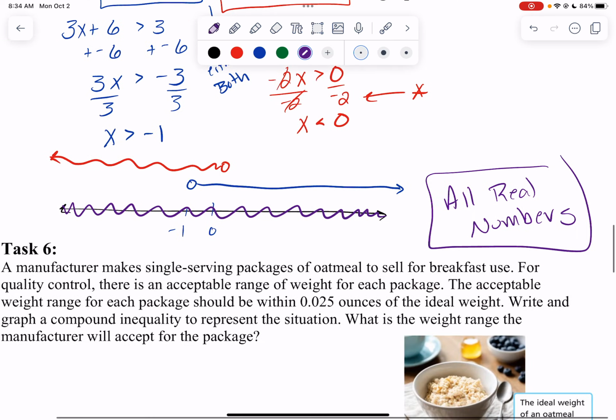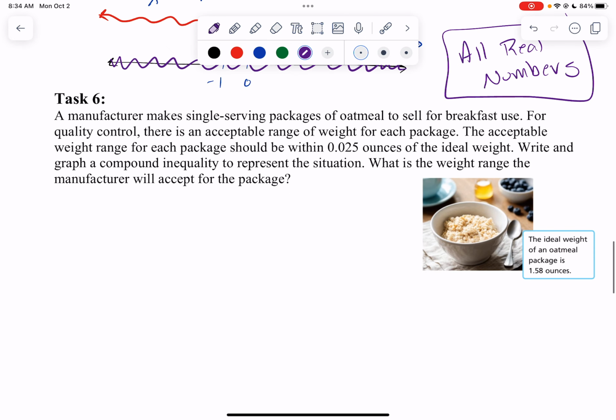Okay. Now let's look at a way in which these compound inequalities are used day to day. So here we have a manufacturer making single-serve packages of oatmeal, like those little packets of oatmeal for breakfast. For quality control, there's an acceptable range of weight for each package, okay? So each package has a certain amount of oatmeal in it, and it can't be more or less. So for them to know their machines are working how they should, they measure how much oatmeal actually ends up in each packet, and they have an acceptable range for that weight.